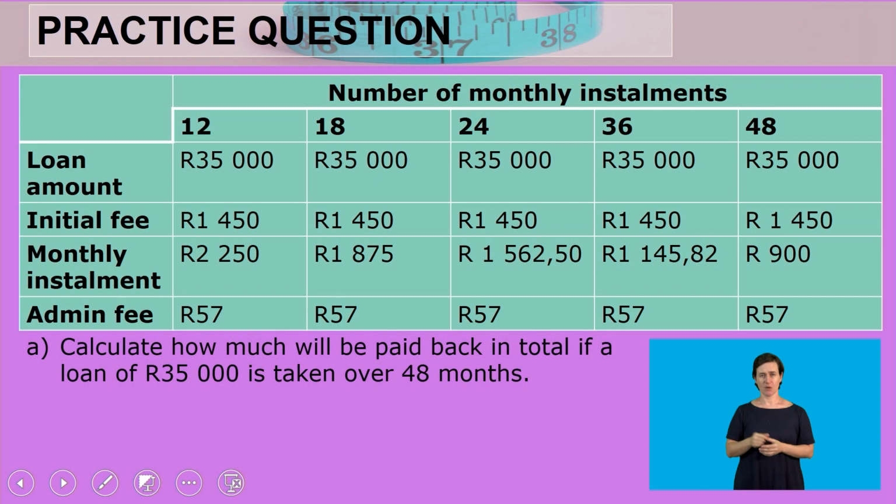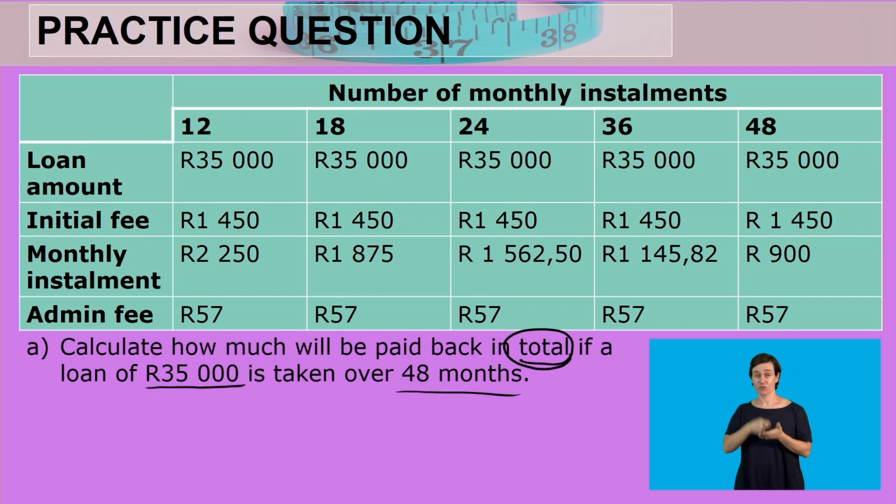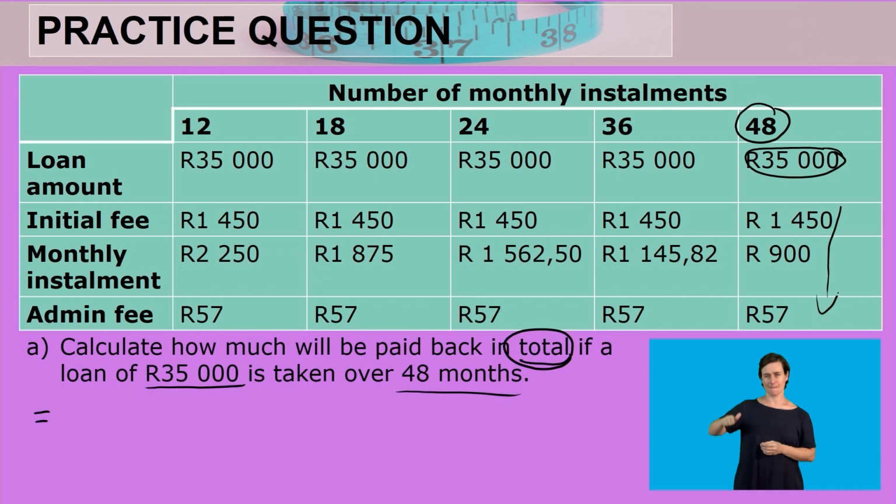Looking at number 2, we have a loan table that is provided to us. So we need to calculate how much will be paid back in total if the loan of 35,000 was taken over 48 months. So now we have 48 months, a loan amount of 35,000, and these are the total amounts that will be paid on a monthly basis.